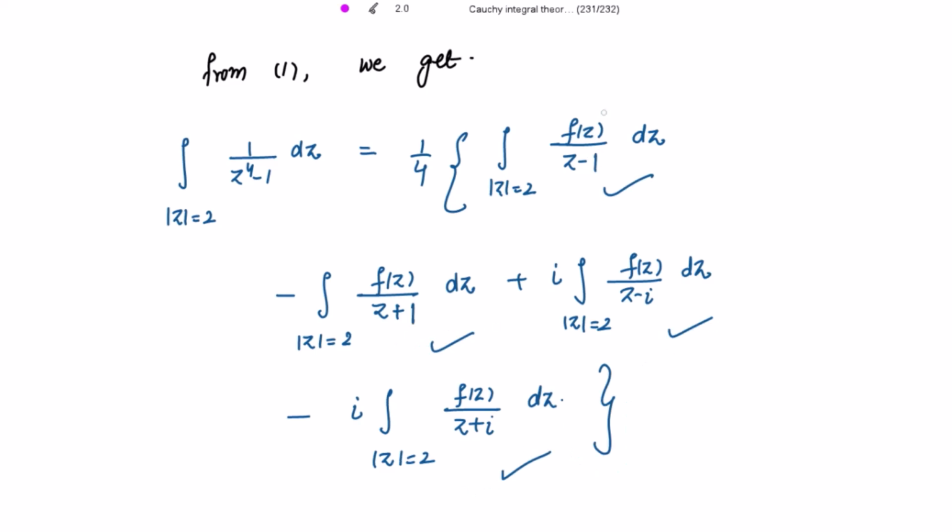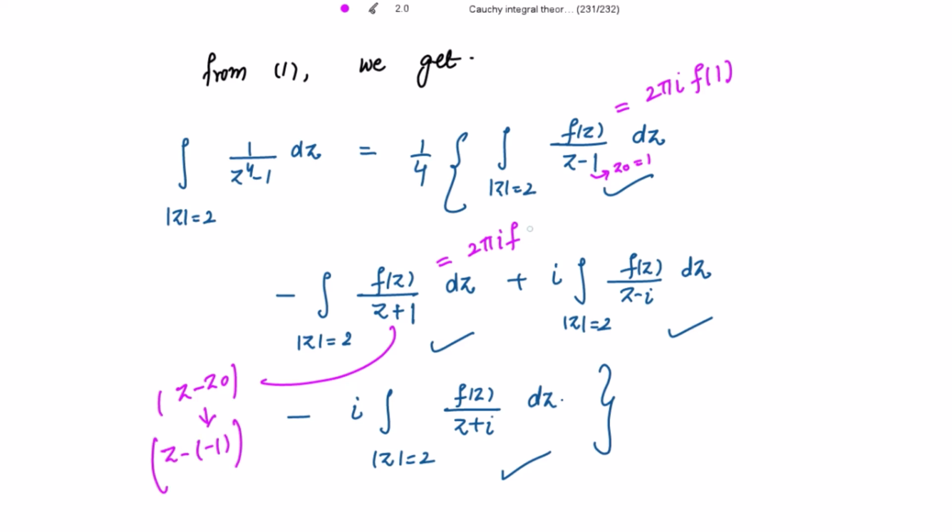For the first integral, I have f(z) divided by z minus 1. So here z naught is equal to 1. So when applying the formula, this is equal to 2 pi iota f of z naught, which is f of 1. Similarly, this is equal to 2 pi iota f of negative 1, as the format is z minus z naught. So according to this, we write z plus 1 as z minus minus 1. So f of z naught, that is f of negative 1. Is it clear?